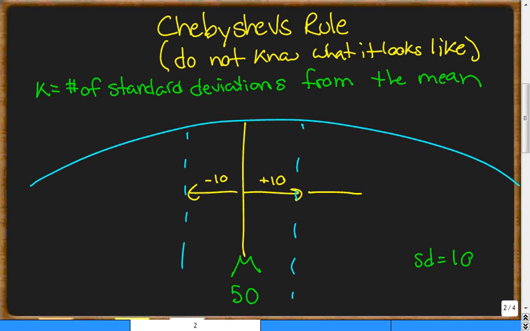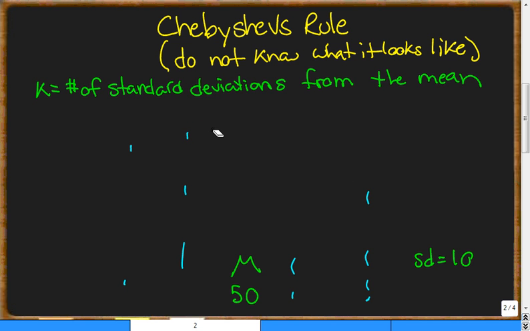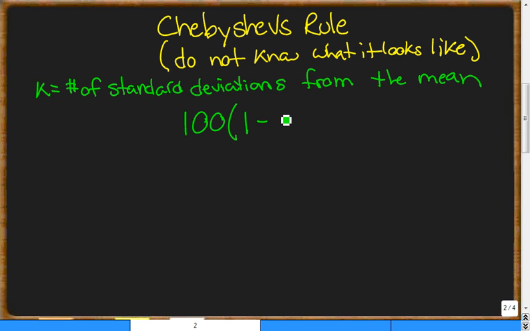Now if I did this again, minus 10 plus 10, I'm now at 2 standard deviations above and below. So this is 2 above and 2 below. So we're looking at this range in the middle. So we're trying to use all this information to predict how much stuff is in between. Well, Chebyshev's rule only tells us at least this amount will be there. Okay, so let's write our formula first. So it's going to be 100 times 1 minus 1 over k squared, and that will be our percentage.